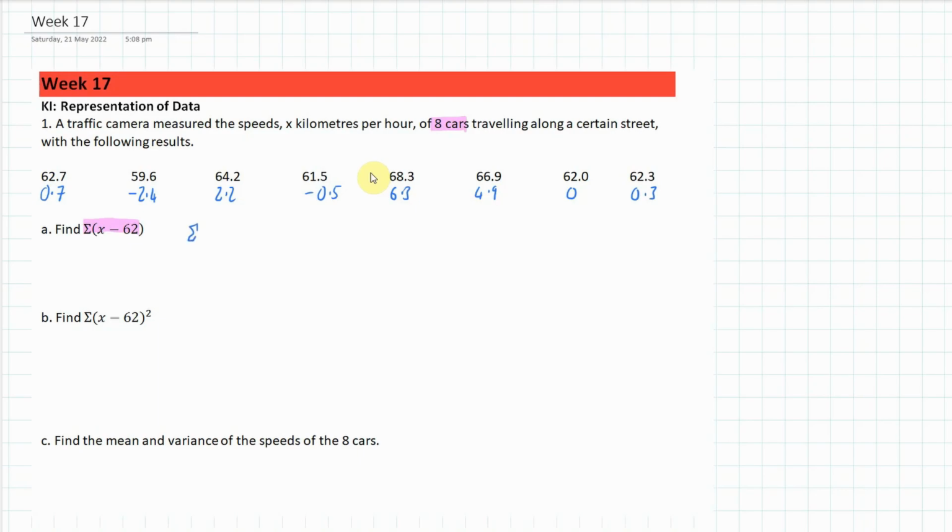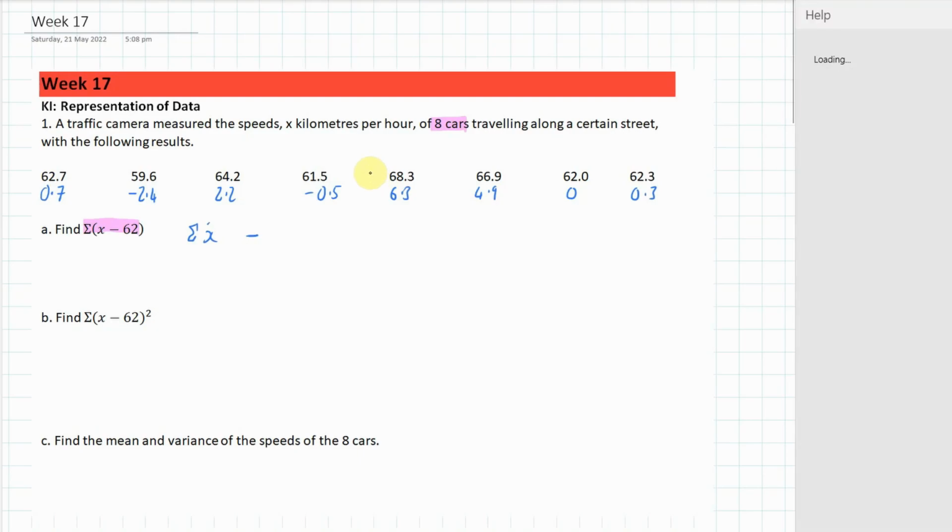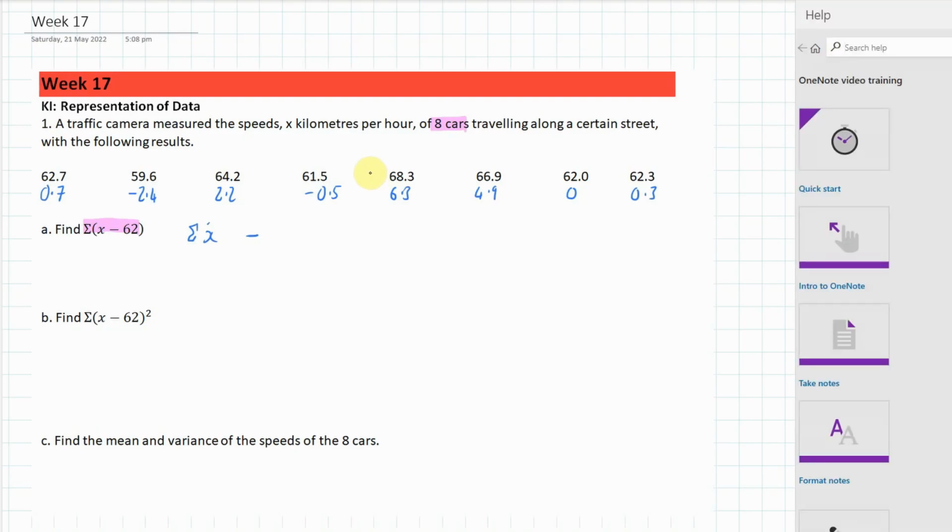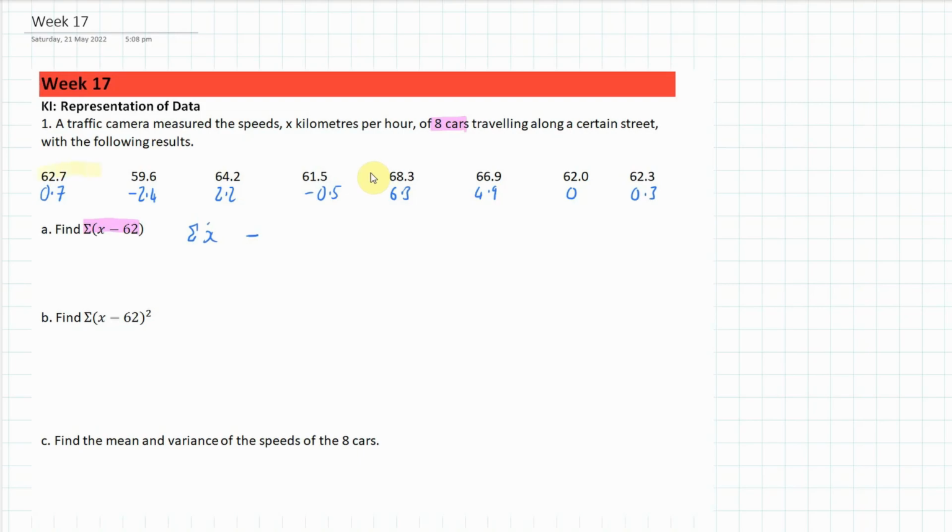Another way of doing it, of course, would be to do the sum of x, add all of these together. That's what sum of x means. And then I could take away the 8 lots of 62 that I need to take away. Either way is going to give me 11.5.